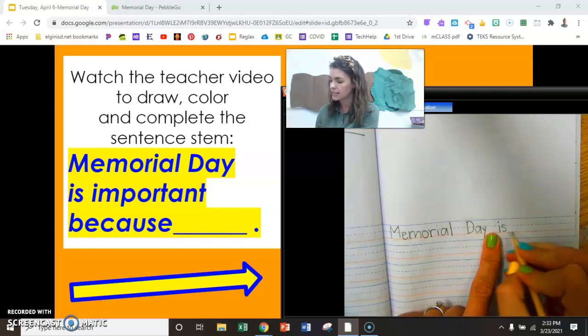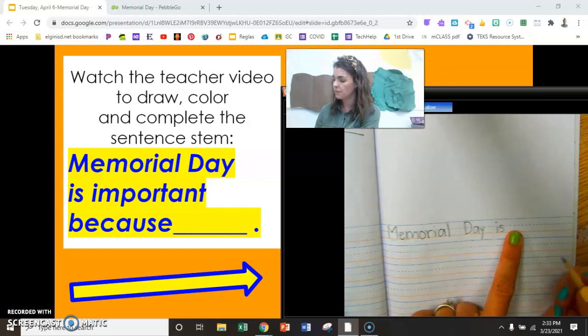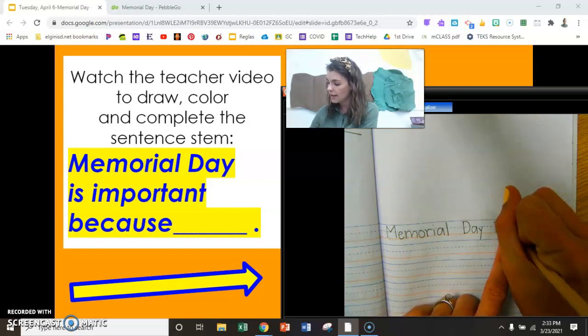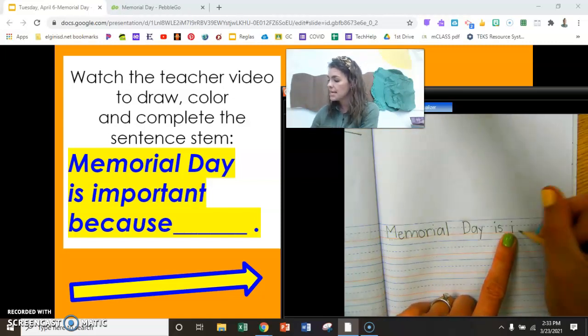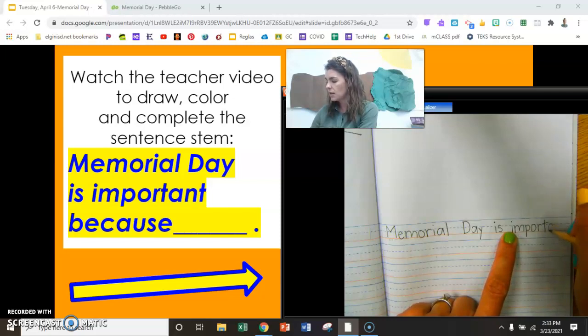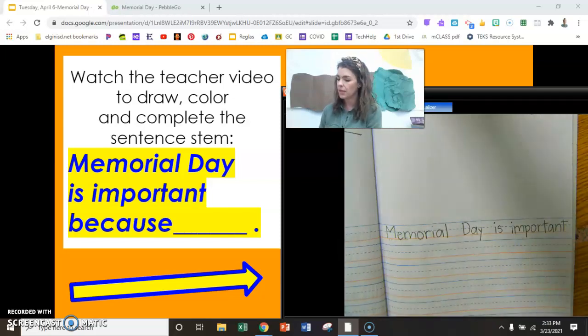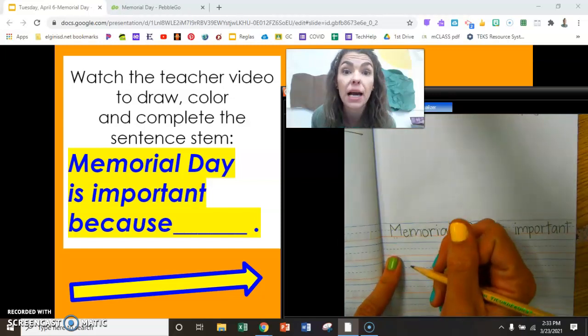Is. Finger space. Important is a long word. Do I have space here or am I going to the next line? Check your paper and decide, do you have space? Or don't cry, just go to the next one. I have space, so here I go. Ant. Important. Important. Finger space.